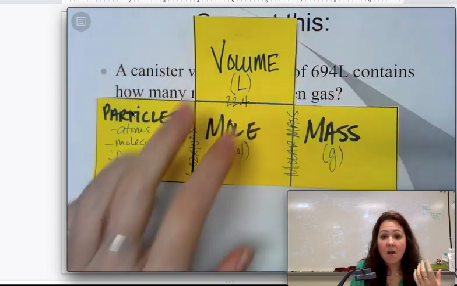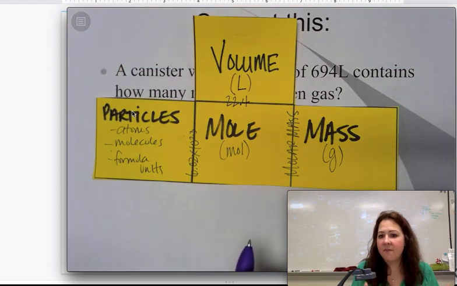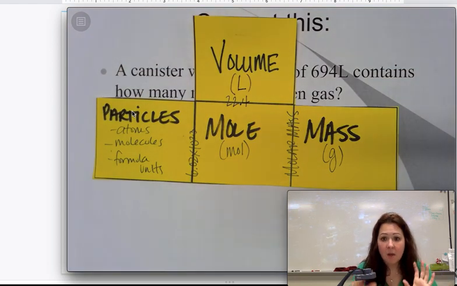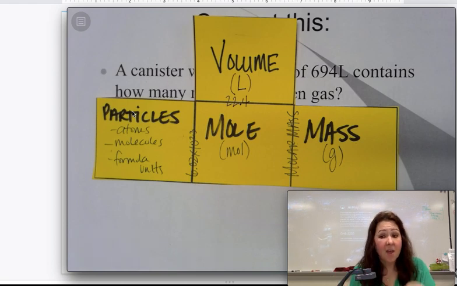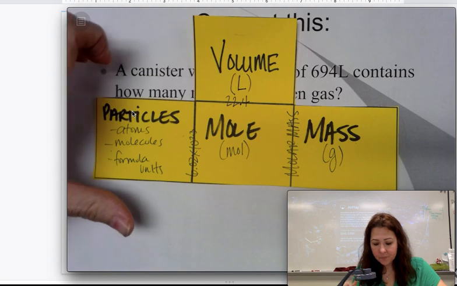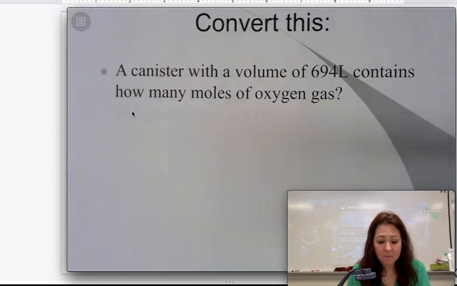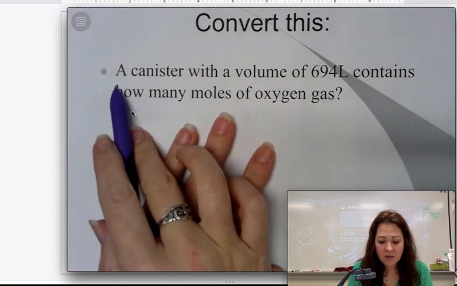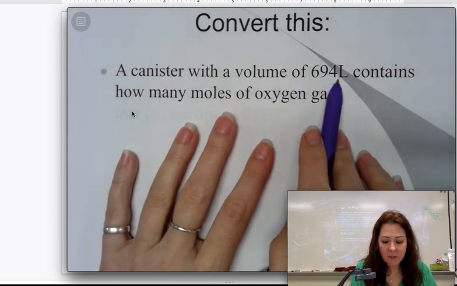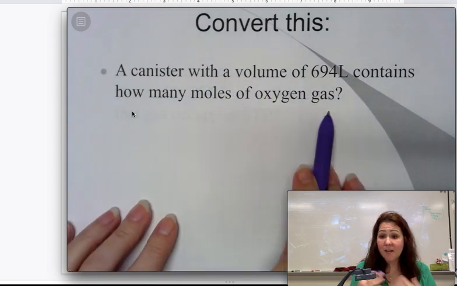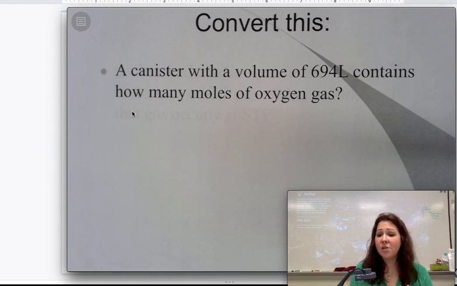The conversion factor that we're going to use here is 1 mole is equal to 22.4 liters at STP. Now, for this class, to simplify everything, we're going to assume that things take place at STP if there's no temperatures or pressures given. If there's a different temperature or pressure given that is not STP, you have to use PV=nRT. But in this case, with this problem, it just says a canister with a volume of 694 liters contains how many moles of oxygen gas. It makes no mention of STP. For the simplicity of this class, we assume that it takes place at STP.